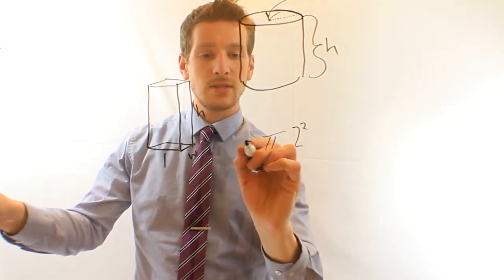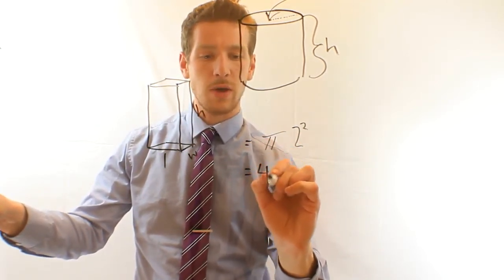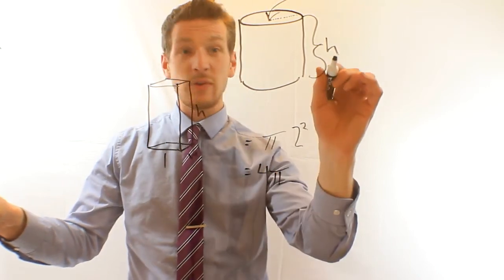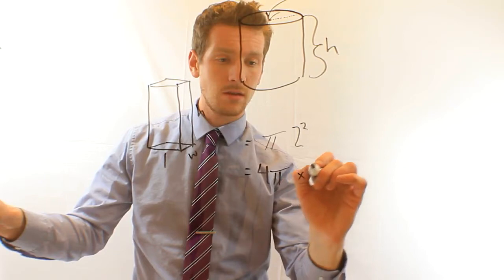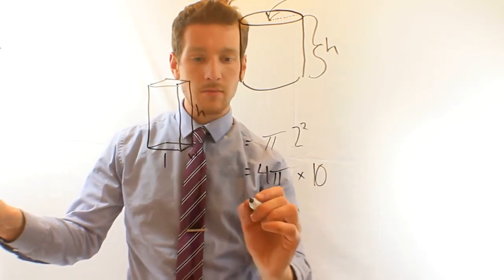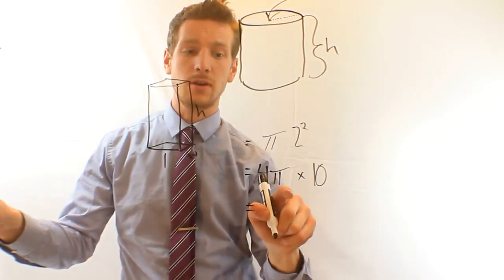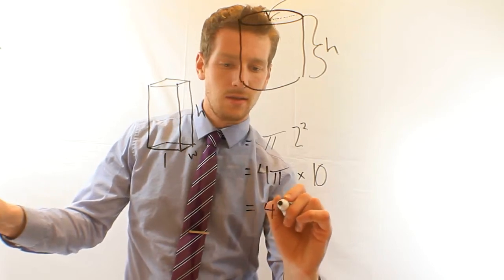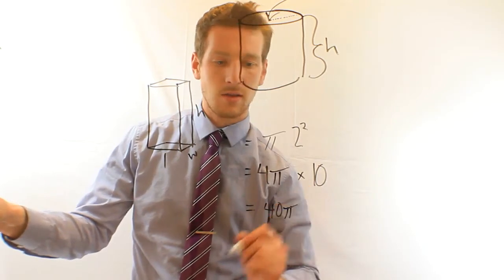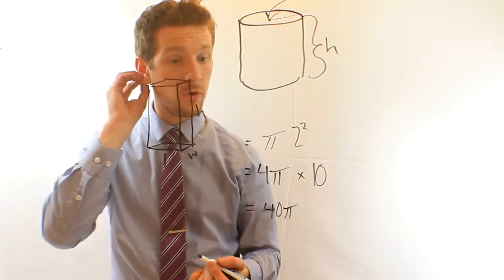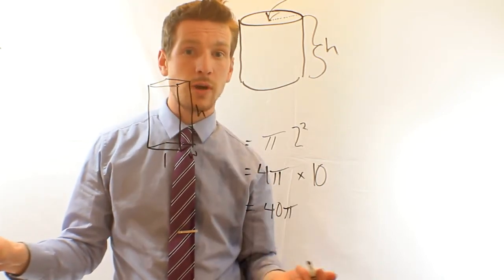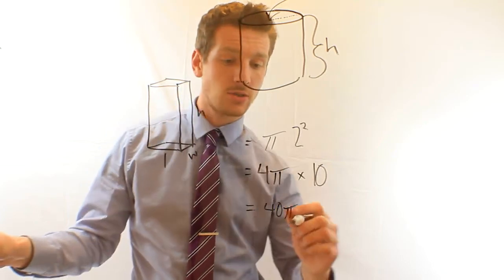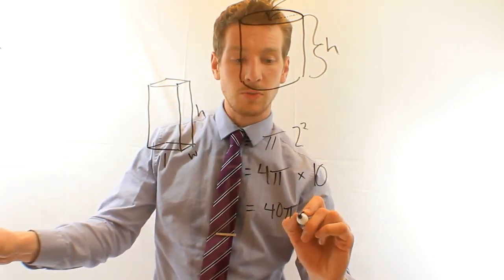So the area of this circle is 4 pi. And then I'm going to factor in the height, how tall it is, which is 10. So that means that the volume here is 40 pi. And with pi being 3.14, you can figure out that our volume is going to be right around 124 and change cubic centimeters.